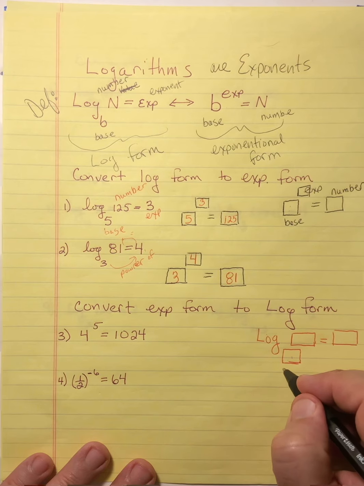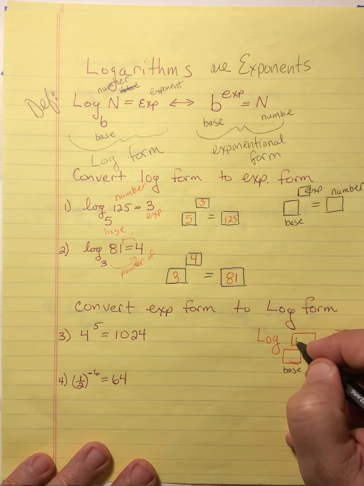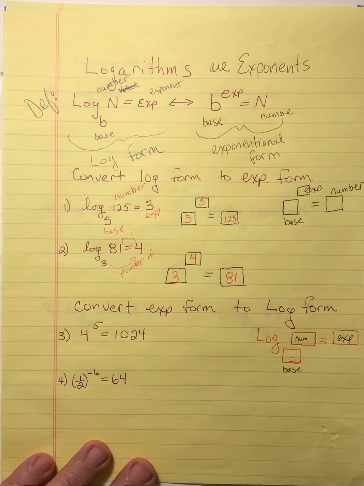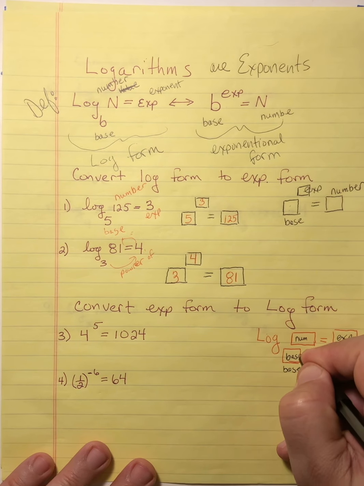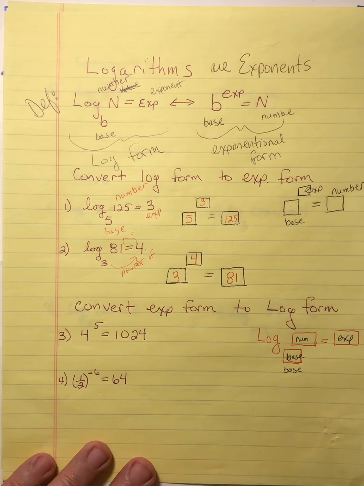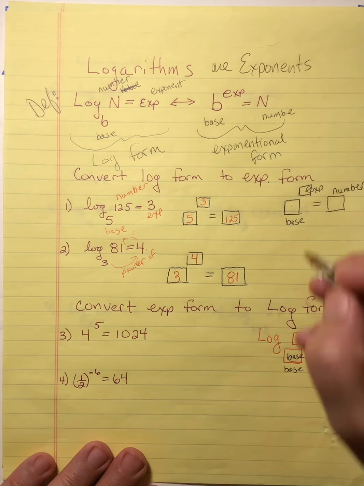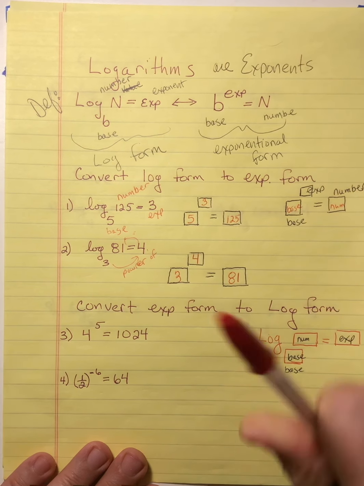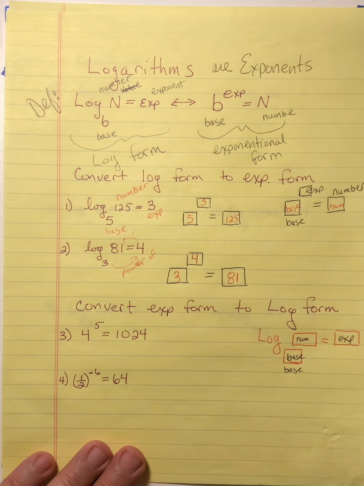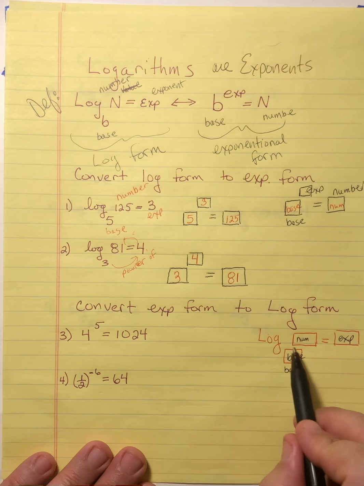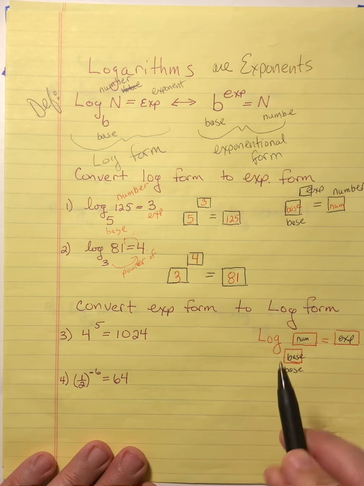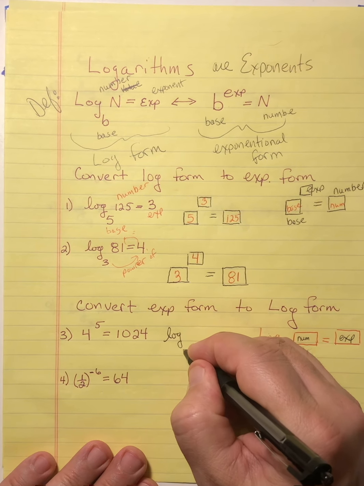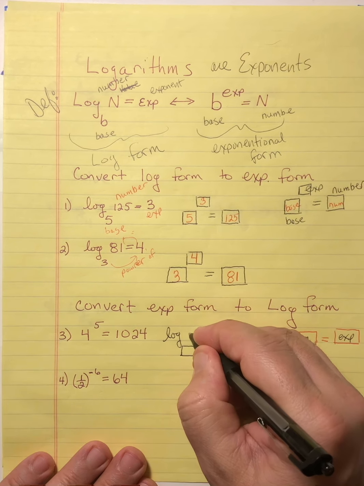So here's your base. This is the number, and this is the exponent. Base, number, exponent. So there's the log. Notice the base is way down by the G. So when we're writing this out, we're going to write the word log. I'll put a box here, a box there.